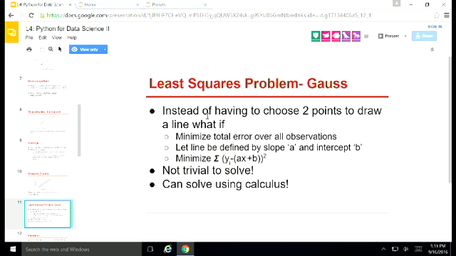So now we are saying square it. Why? Because I don't really care about whether the point is above or below the line. I just look at absolute errors in some sense. We want to minimize the sum of squared errors over all observations.